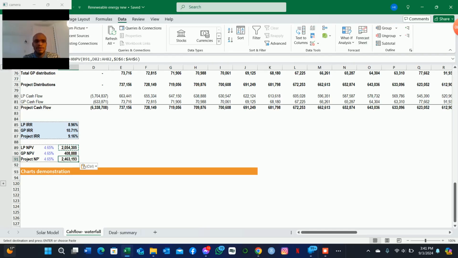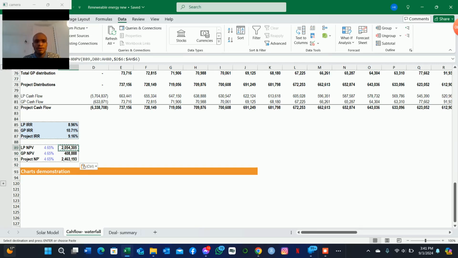As you can see, for the GPs, the net present value is roughly $400,000. This is the future cash flows that were discounted heavily back into the commercial operation date. And also for the project, the net present value is roughly $2.4 million. This is the future cash flows that were discounted heavily back into the commercial operation date.